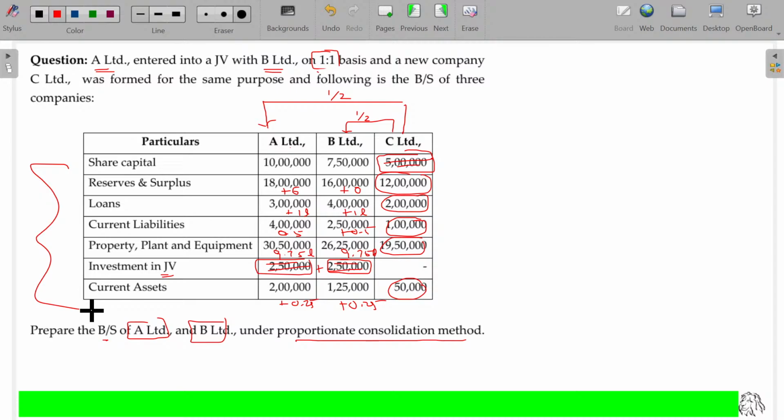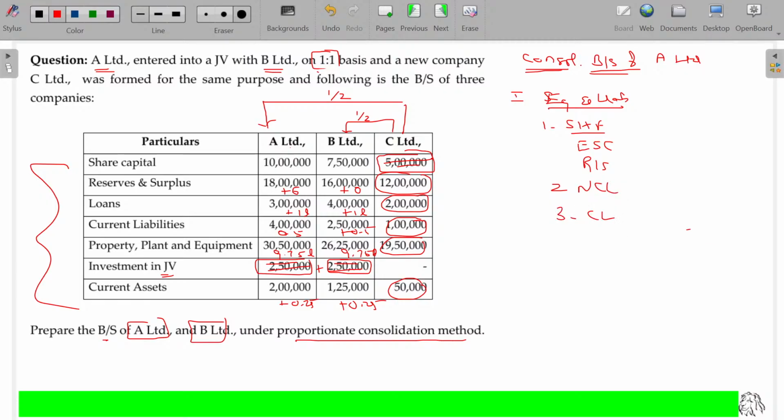You can now merge. I just prepare A's balance sheet. You can prepare the B's balance sheet yourself later. Okay, it's very simple. Consolidated balance sheet of A Limited. Repeat the B Limited yourself later. So number one, equity and liabilities. Under that we have shareholders funds, equity share capital, reserves and surplus, non-current liabilities, current liabilities.